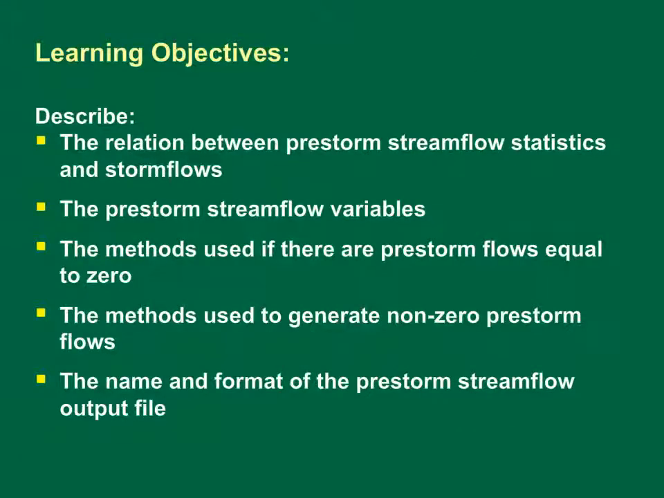This training module has 5 learning objectives. At the end of this module, you should be able to describe the relation between pre-storm streamflow statistics and stormflows, pre-storm streamflow variables, the methods used if there are pre-storm flows equal to 0, the methods used to generate non-zero pre-storm flows, and the name and format of the pre-storm streamflow output file.